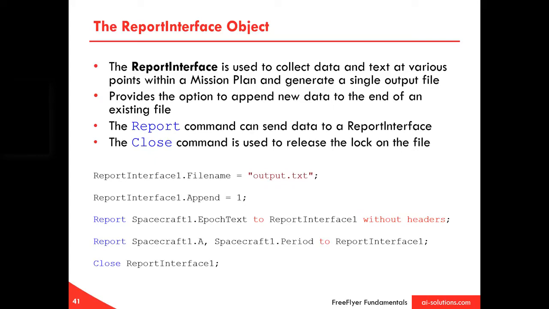The report interface can be used to collect data at various points within your mission plan and generate a single output file. The report interface also gives you the option to append new data to the end of an existing file. The FreeFlyer script shown on this slide shows how you would set the output file name for a report interface object, configure the report interface object to append data to the file if it already exists, then report the spacecraft epoch text to the report interface without headers, then report the spacecraft semi-major axis and period to the report interface, and then use the close command to release the lock on the file.